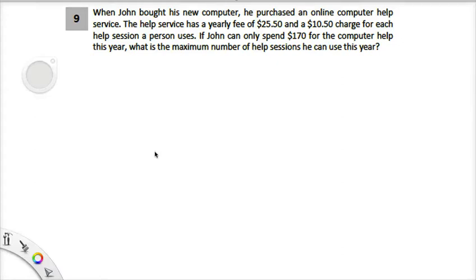When John bought his new computer, he purchased an online computer help service. The help service has a yearly fee of $25.50 and a $10.50 charge for each help session a person uses. If John can only spend $170 for the computer help this year, what is the maximum number of help sessions he can use this year? You know what? This kind of looks like an inequality to me.